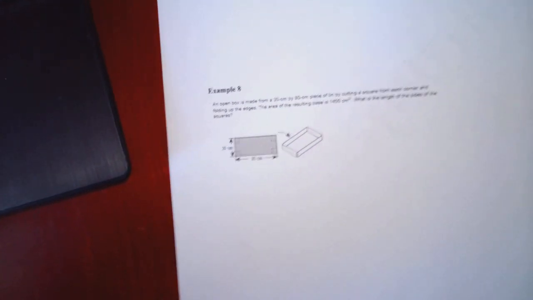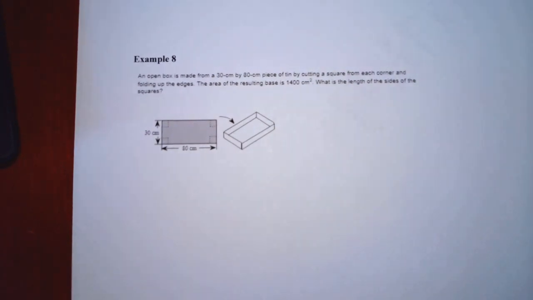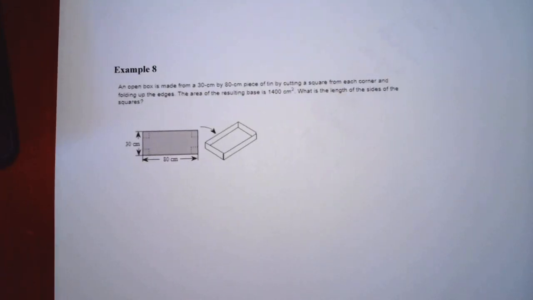do a word problem, so I'm going to zoom in here just a little bit. Okay, so this is something that's similar to one of the homework problems that you have. It says we have an open box that's made by taking a 30 centimeter by 80 centimeter piece of tin and cutting a square from each corner and folding up the edges. The area of the resulting base is 1400 square centimeters. What is the length of the sides of the squares that we cut out?